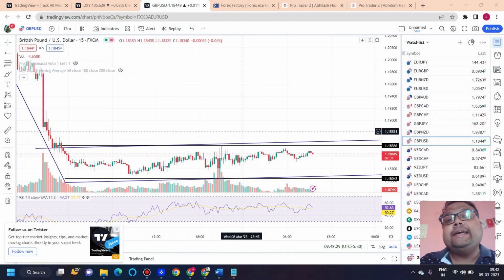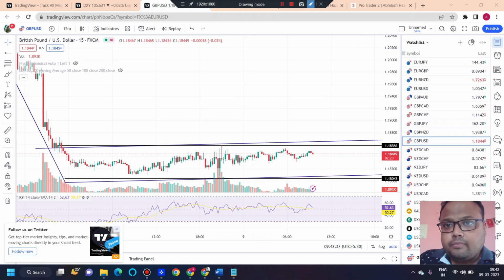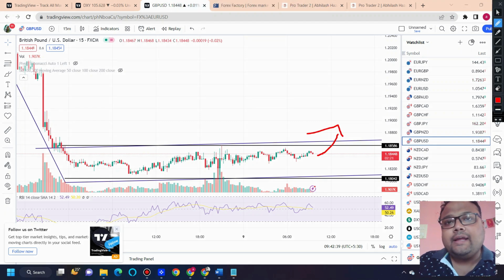In case DXY drops during the US session, in case there is a sudden fall on DXY, then the market may show some corrections. The market may go up, breaking the flag, then that's a different chapter. You can look for a buy position, but for that we need a move.